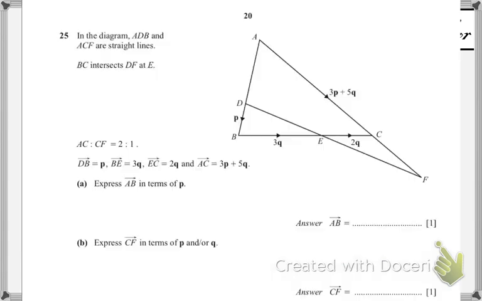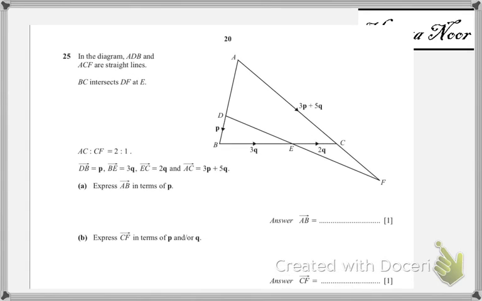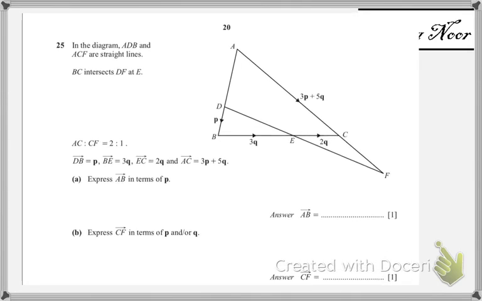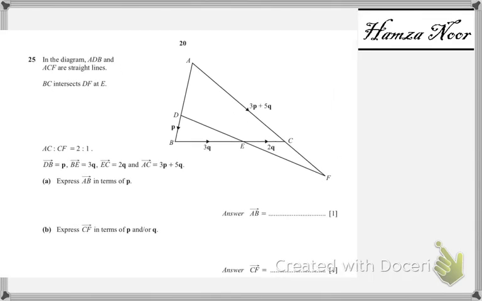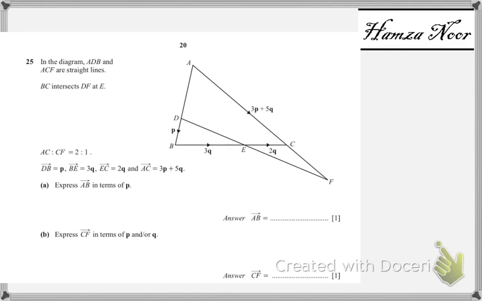Now we have a next question. This is also from October-November 2018, and this is paper 1. So let's see what the question is saying. In the diagram, ADB and ACF are straight lines, and BC intersects DF at E. Okay, and AC to CF ratio is 2:1.